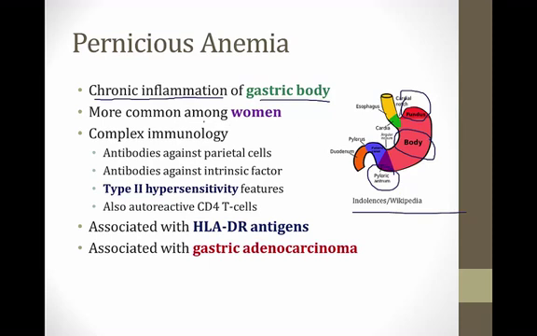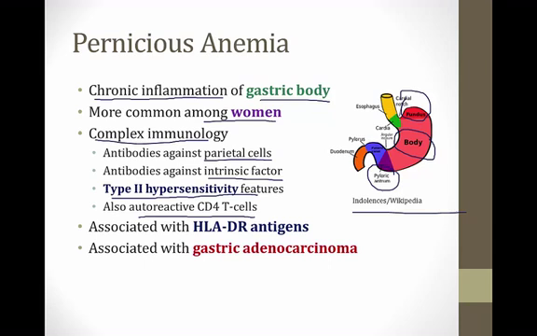This condition is more common among women, and it has a complex immunology. Antibodies have been described in pernicious anemia against parietal cells and also against intrinsic factor. For these reasons, it's often held up as an example of a type 2 hypersensitivity reaction where antibodies attack tissues in the body. However, it's more complicated than just antibodies. There's also evidence of autoreactive CD4 T cells and other immunologic processes occurring in pernicious anemia.